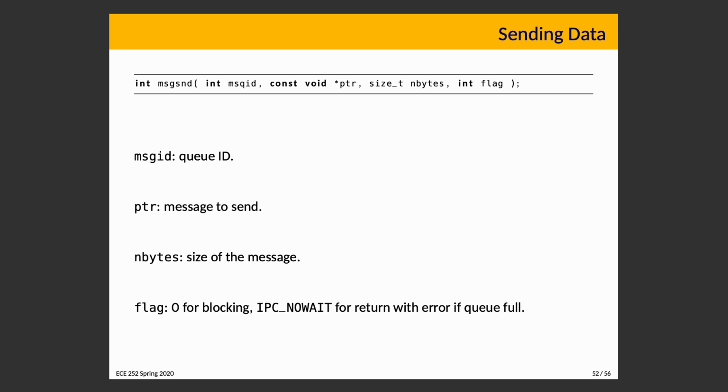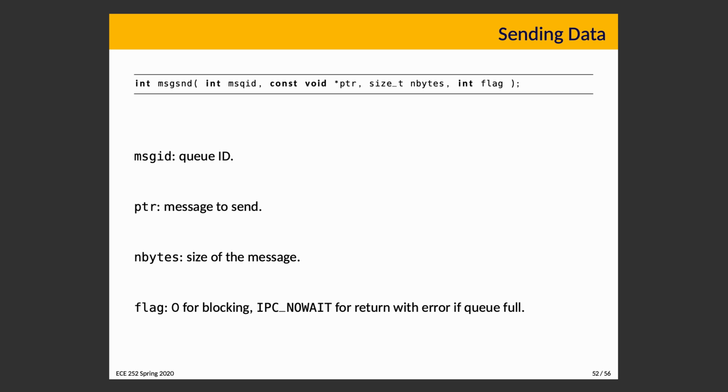And flag is either 0 for blocking or IPC no wait for non-blocking. If the queue is full, then the IPC no wait option means we will return with an error telling you that the queue is full. For simple implementation, we're fine with just 0 and having a blocking send. But if you prefer a non-blocking send, then you can try this with the IPC no wait constant as the last argument.